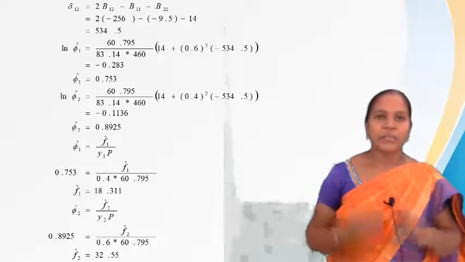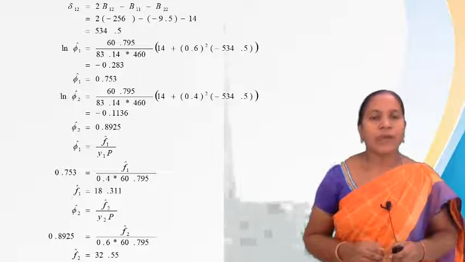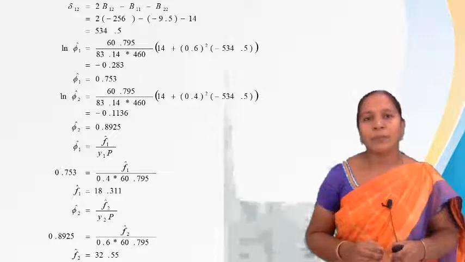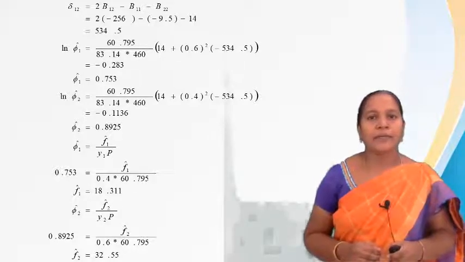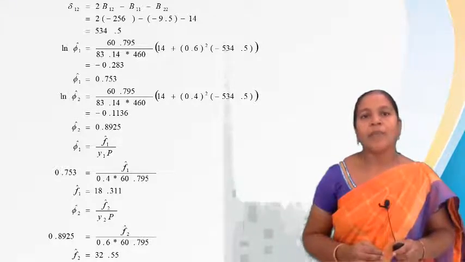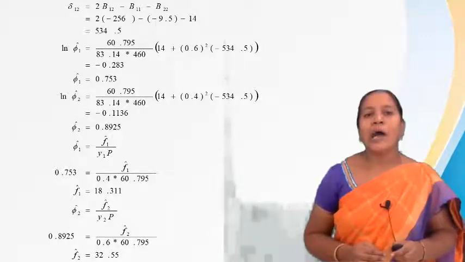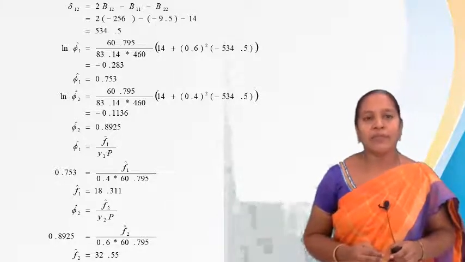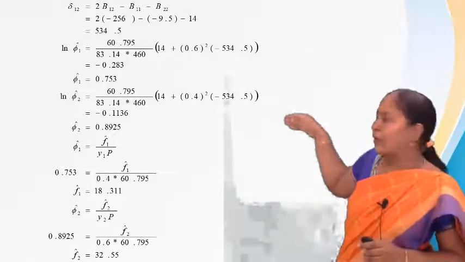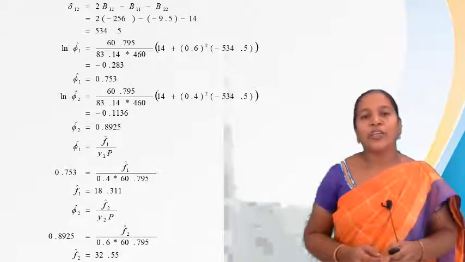After calculating the compressibility factor, we have to calculate the fugacity coefficients. By using the formulas, ln phi1 cap equals P by RT, B11 plus y2 square delta 12. ln phi2 cap equals P by RT, B22 plus y1 square delta 12. After substituting all the values in the phi1 cap and phi2 cap expressions, we will get the values: phi1 cap is 0.753, phi2 cap is 0.8925.